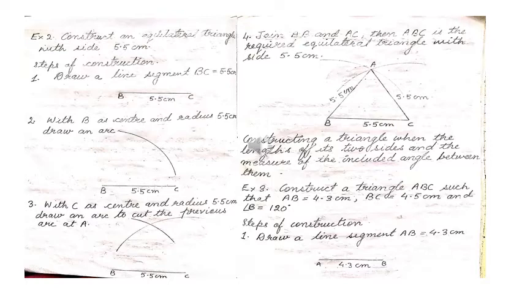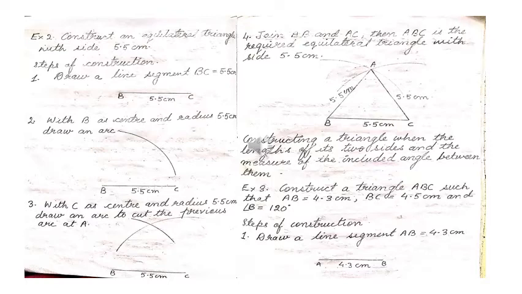Now try to join the line AB and AC, and as you can see that all the three sides are equal. Now constructing a triangle when the length of two sides and measure of an included angle between them. Now here we will discuss about when the two sides and one angle is there. Now example 3. Construct a triangle ABC such that AB is equal to 4.3, BC is equal to 4.5, and angle B is 120 degree.